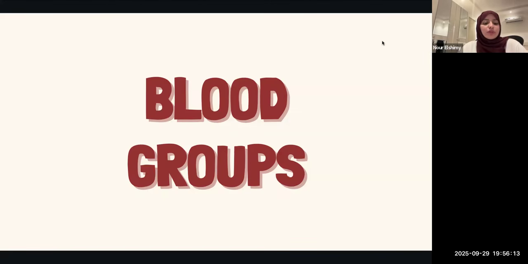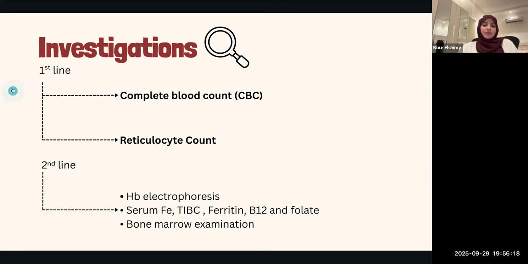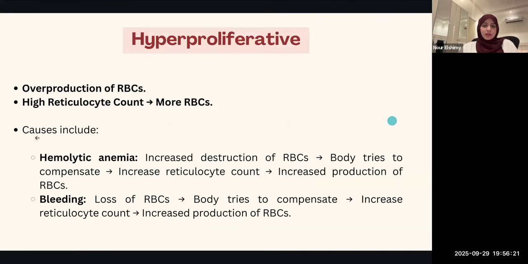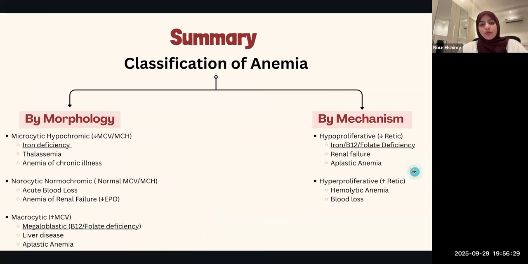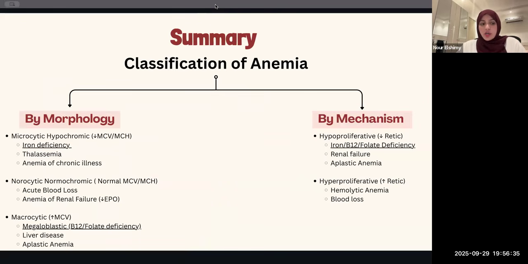No, hypoproliferative is not another name for hypochromic microcytic. Okay, let me go back. If I tell you to classify anemia based on morphology, you're going to tell me it's microcytic hypochromic. If I tell you to classify it based on mechanism, you're going to tell me hypoproliferative. So it depends on the type of classification I'm asking you to do.